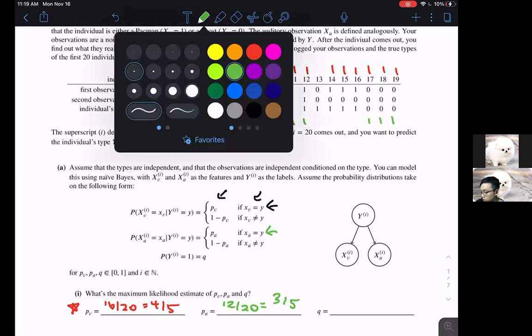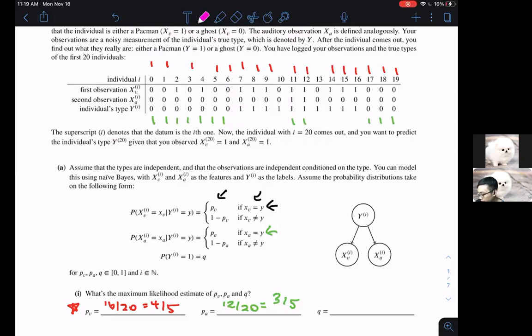And lastly, for the case where we're looking for Q, we're just taking the count of where the true label is equal to 1 and dividing that over the total. And so for this one, we just look at the last row right here, right? Because that's the only thing that contains the true label. And then we have 1, 2, 3, 4, 5, 6, 7, 8, 9, 10. So that gives us 10 over 20, which is equal to 1/2. And those are the values that we would get given our current observations.